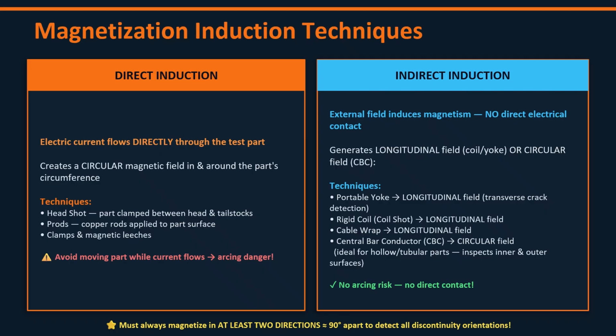A central bar conductor can create a circular field in a surrounding ring or hollow component. The field direction determines the flaw orientation that will be best detected. This is why the terms direct and indirect should not be confused with circular and longitudinal. Direct induction normally produces a circular field, but indirect methods can produce either field depending on the arrangement. The final principle is critical: to cover different discontinuity orientations, inspect with magnetic fields in at least 2 approximately perpendicular directions.